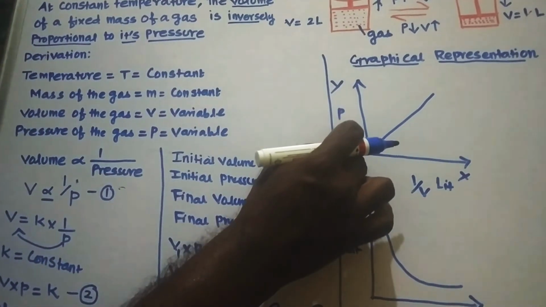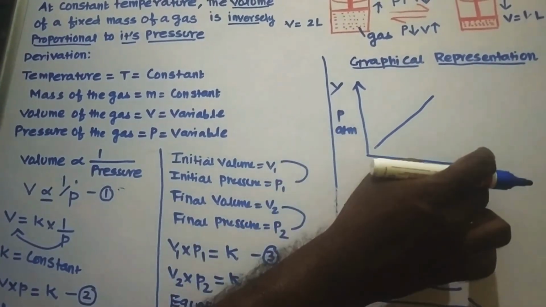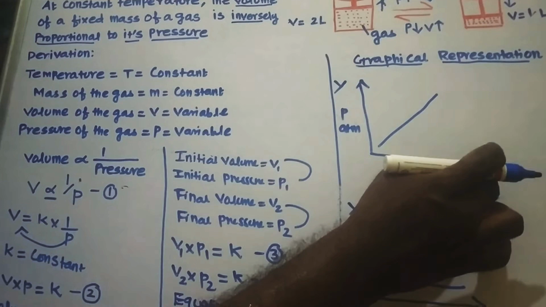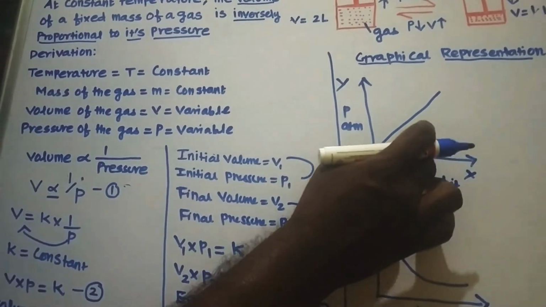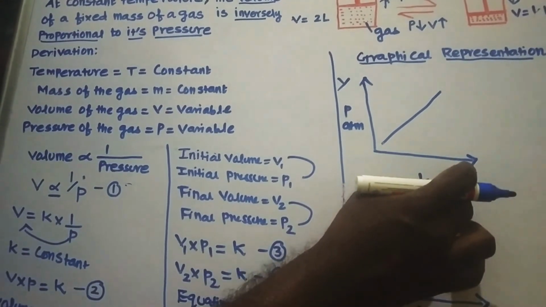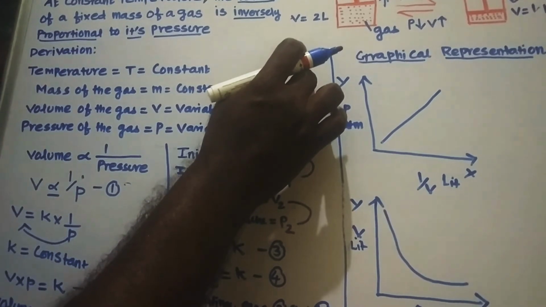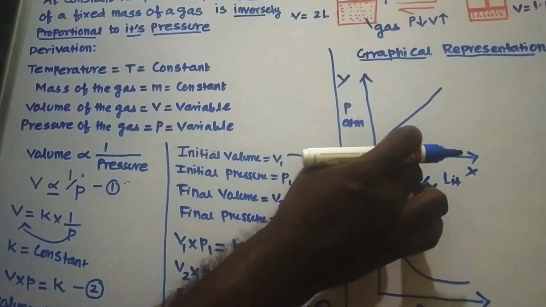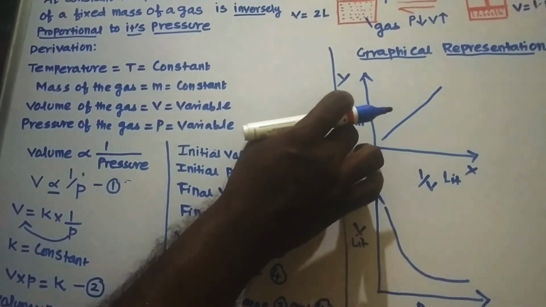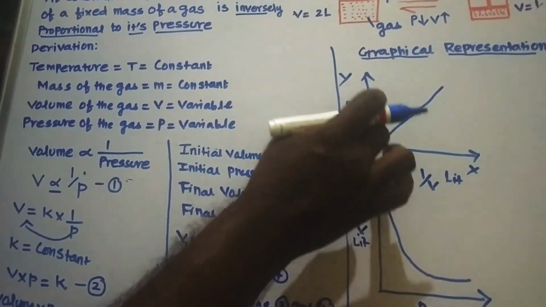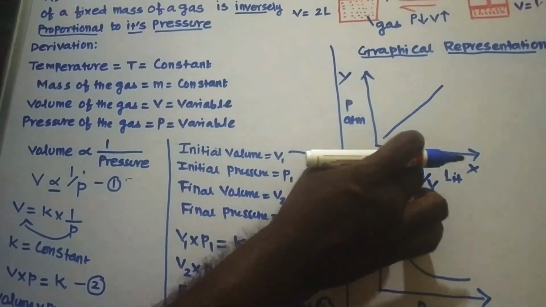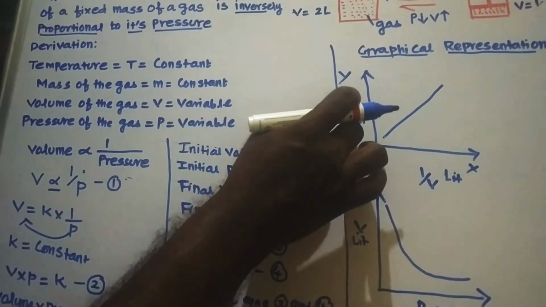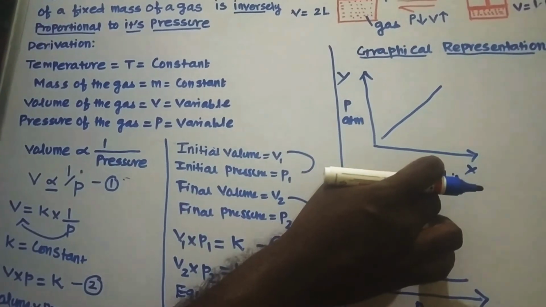So we are going to take the two axes, namely x and y. In the x-axis, we take the reciprocal of volume in liter. In the y-axis, we take the pressure in atmosphere. In the reciprocal value, both increase linearly. If P increases, then 1 by V also increases. If P decreases, 1 by V also decreases.